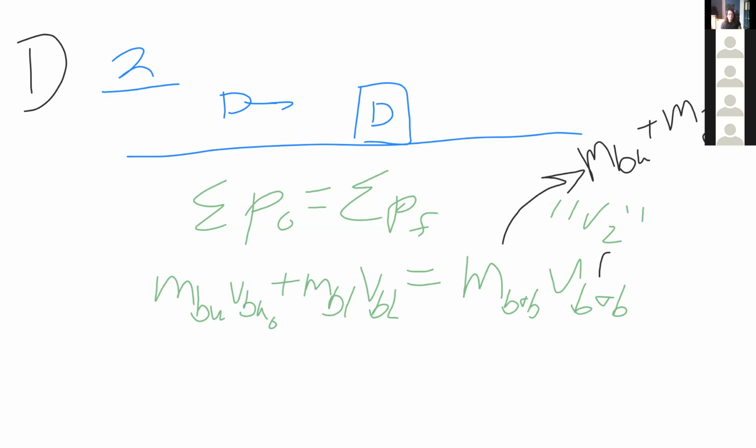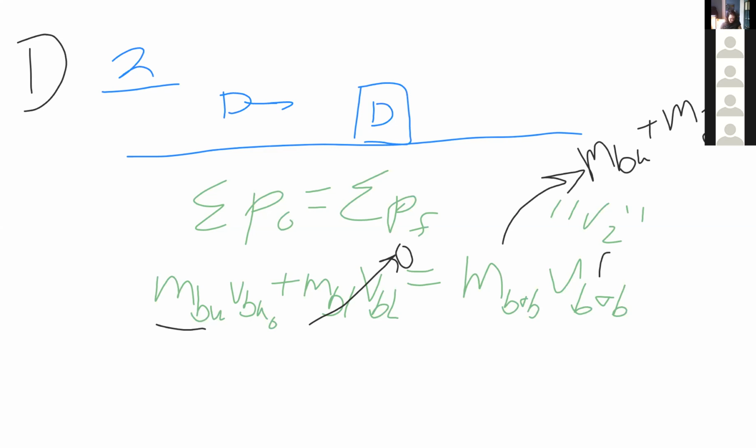Initially, let's start with the block itself. Both blocks in this case start at rest, but we're just concerned with the second one. So that means your initial momentum for block 2 is going to be 0, and so you'd only have the mass of the bullet times its initial velocity. Now, the only unknown here then is the initial velocity of the bullet.